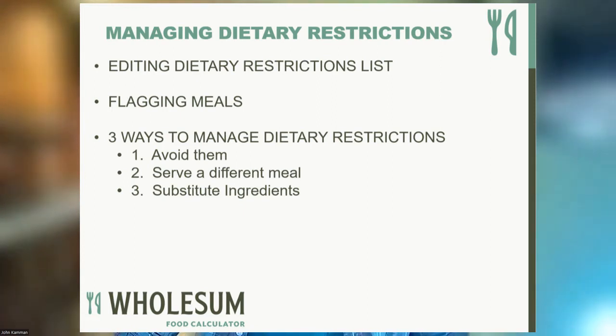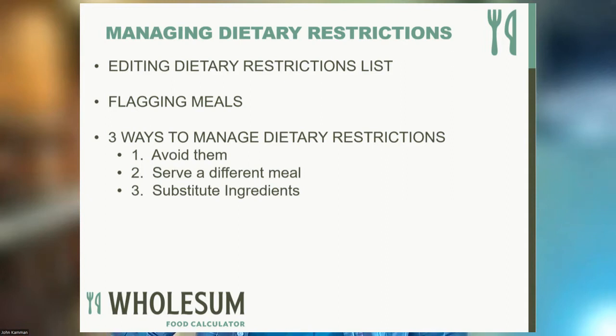First is how to edit the dietary restrictions list that you can use in Wholesum. Second is how you flag specific recipes as containing those dietary restrictions or allergens. And then finally, a few different ways that you can plan your meal plans to avoid possible dietary restriction conflicts.